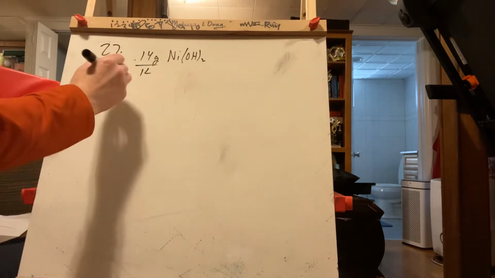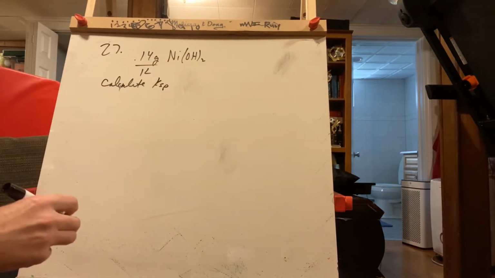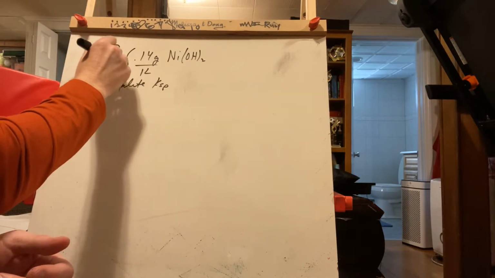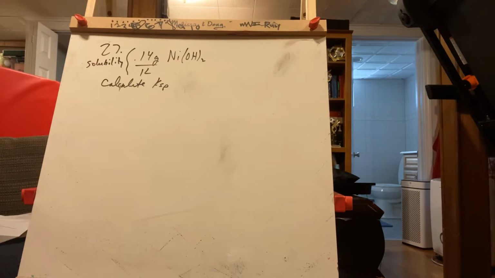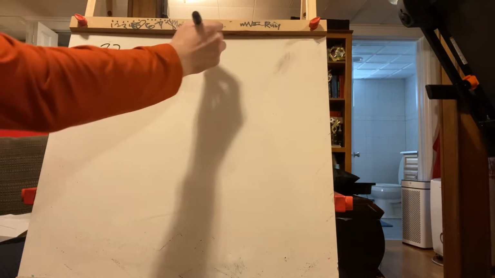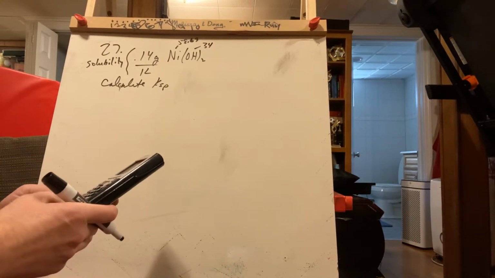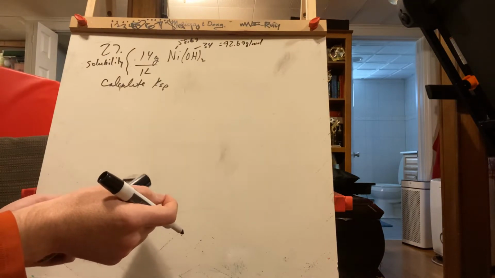Then it says calculate the Ksp. What they're giving you here is the solubility, but it's not the molar solubility. You first have to change that to the molar solubility, because they're saying 0.14 grams of Ni(OH)2. So Ni is 58.69, and then OH2, that's 17 times 2, 34. So 58.69 plus 34 is 92.69 grams per mole.